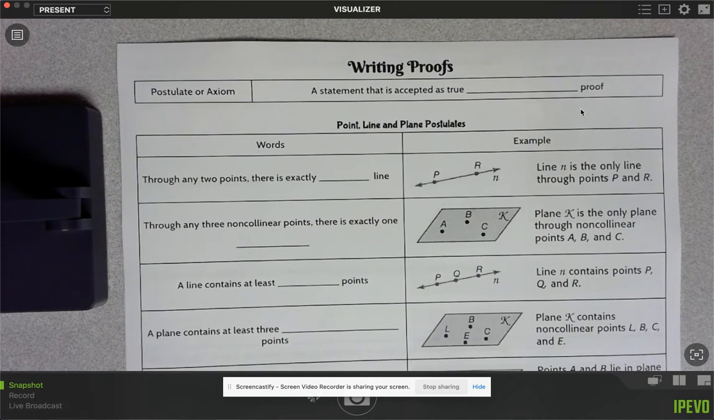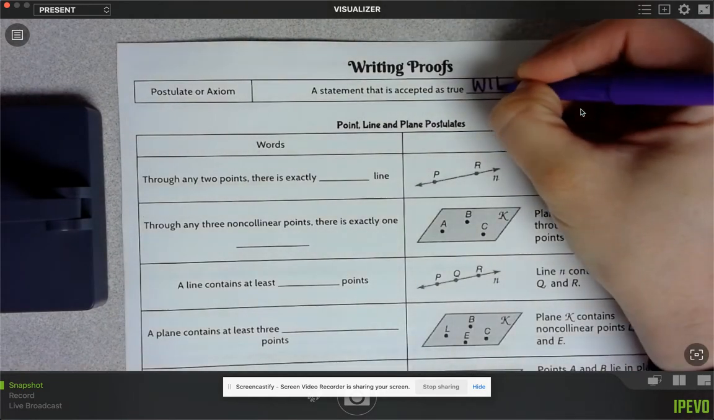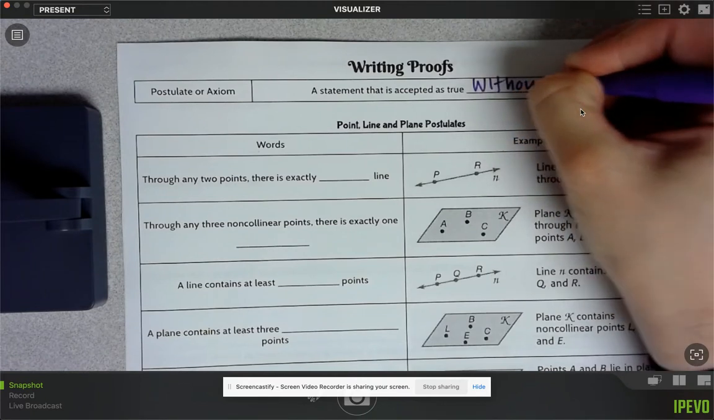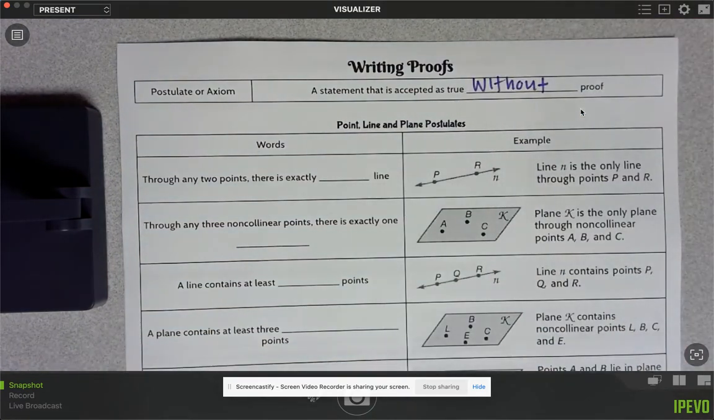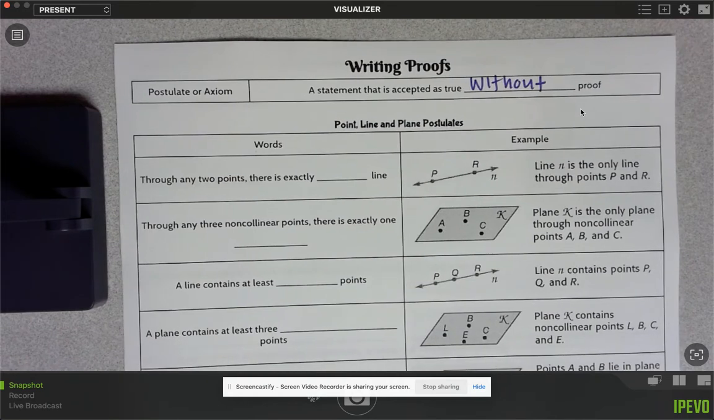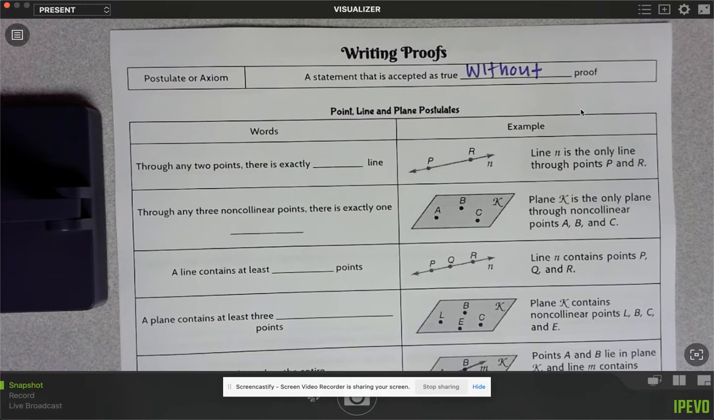The first thing is a postulate or axiom, and that is a statement that is accepted as true without proof. We don't need to prove it, we just know it's true. Someone a long time ago proved it, so we don't have to prove it. Someone else did that for us, okay? So, here we go. Our point, line, and plane postulates.